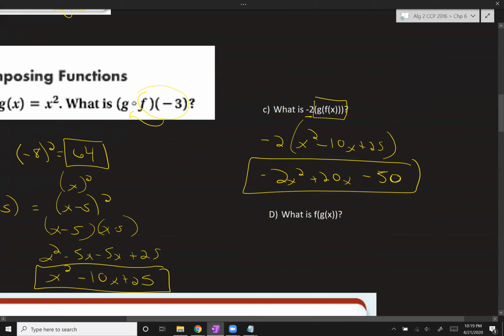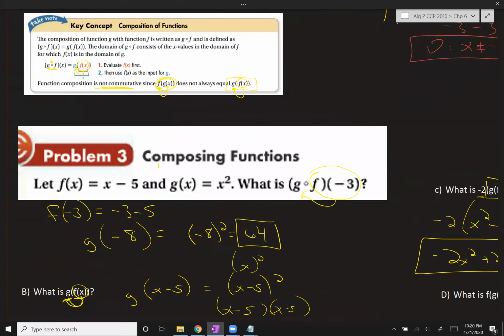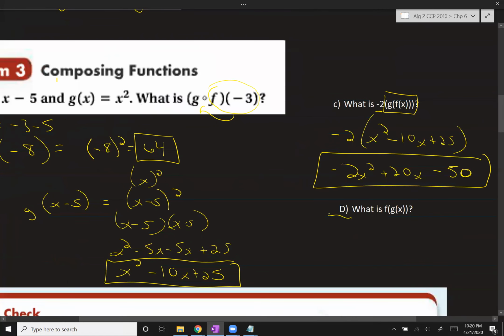Now, the order does matter, right? So that's the other part that was laid out here. This is not commutative, right? Remember, commutative property, home to school, school to home, that means either way it works. This does not work that way. So D is the one that kind of proves that.